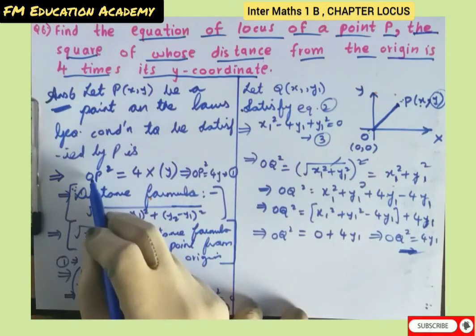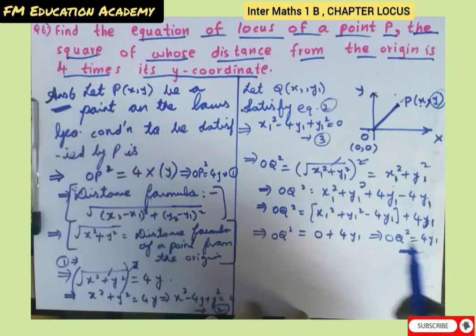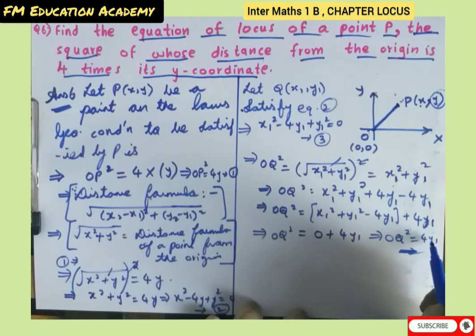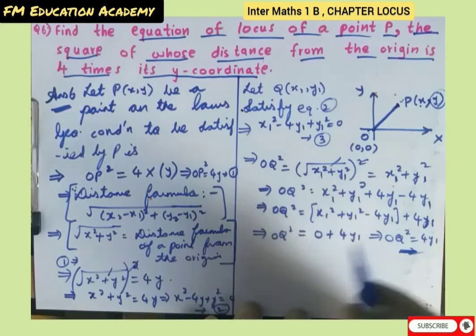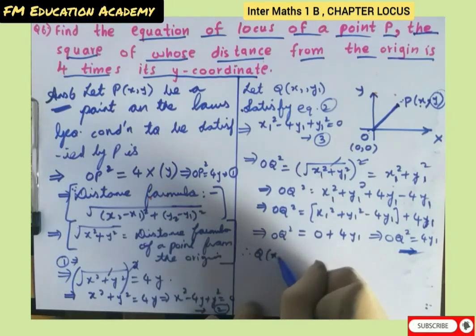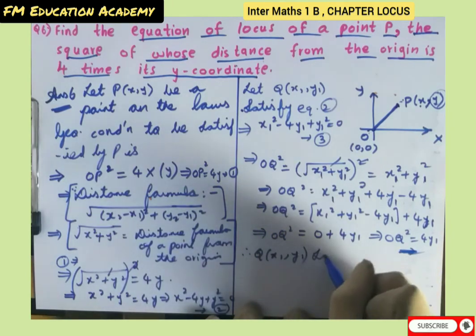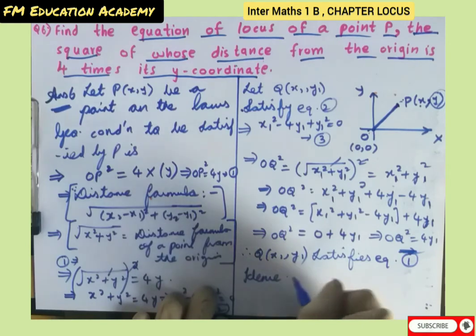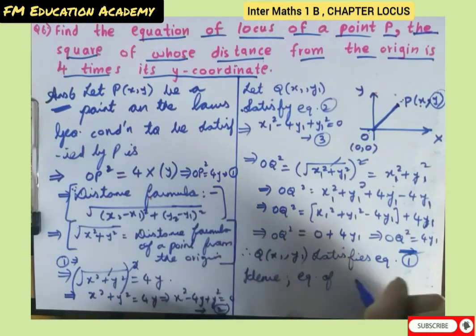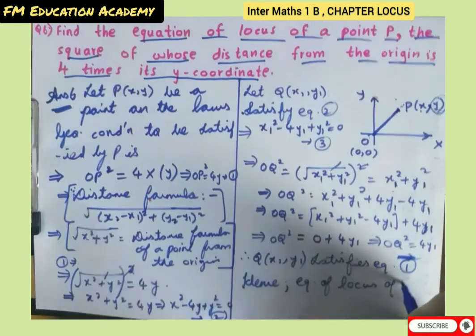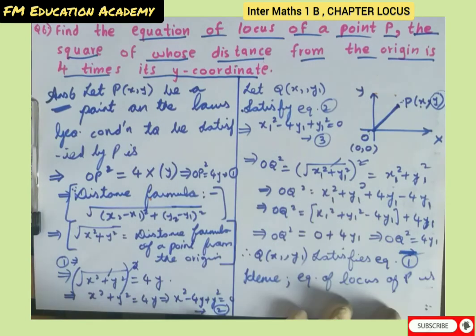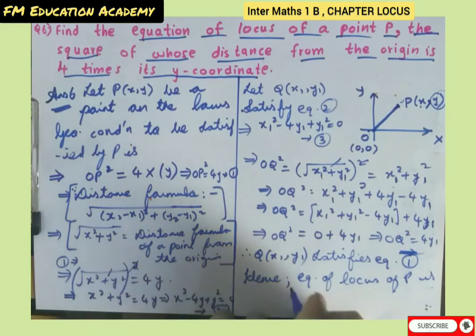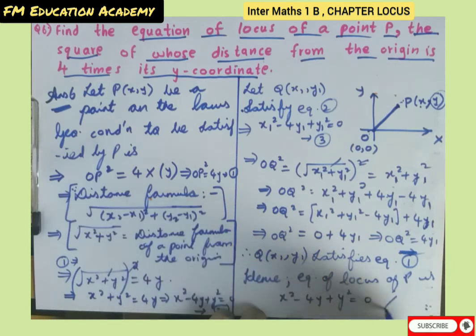We are satisfied because OP square is equal to 4y was the condition. We have finally proved that OQ square is equal to 4y1. So therefore Q(x1, y1) satisfies equation 1. Hence the equation of locus of P is what? It is x square minus 4y plus y square is equal to 0.